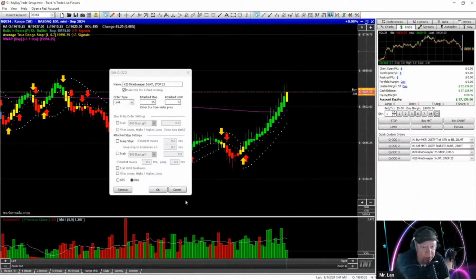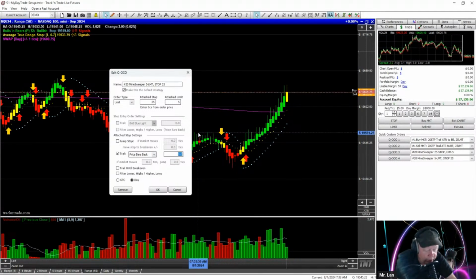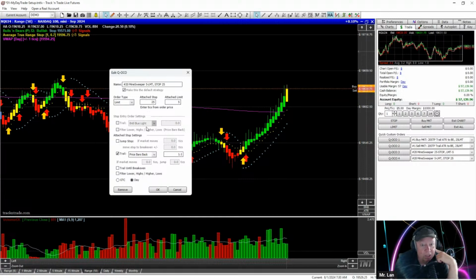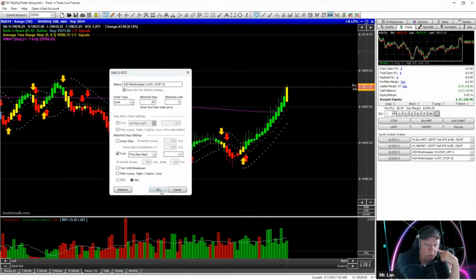We can do that. We can come in here and say, okay, trail price bars back, and we'll just put in here 1.1. Now we're going to be doing a range bar 50 on the NASDAQ. So that price bars back 1.1 is probably not even going to get a chance to be used. It'll just sit at the 25 back, because 1.1 on this is more than likely way further back than anything we're going to be running. But we'll see. We're going to put it on.